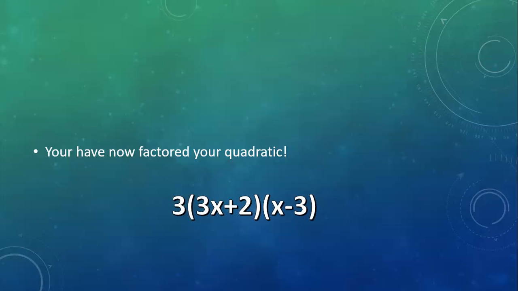So what you do is you take them and write them as the product. The original factor GCF of 3 times the product of the sum of 3x plus 2 times the quantity of x minus 3.